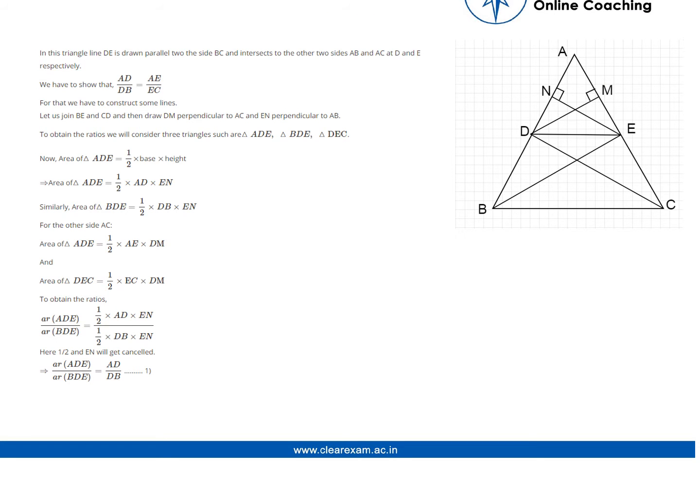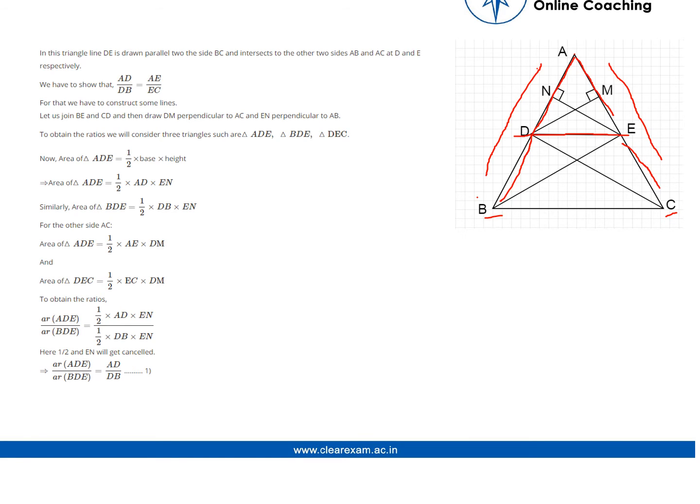So in this, we are taking this triangle ABC, and we are drawing line DE, which is parallel to BC, and these are intersecting the two sides AB and AC. So we have to show that AD divided by DB is equal to AE divided by EC.